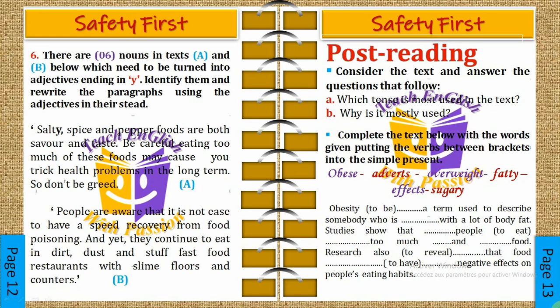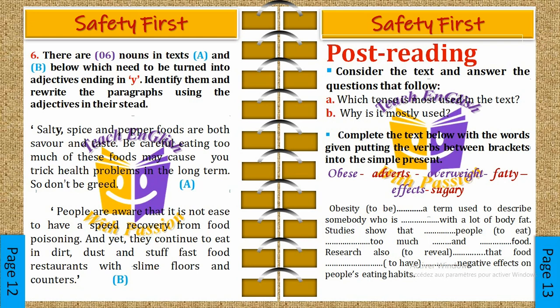The sixth activity shown here aims to give learners more practice opportunities in relation to the aforementioned point, which is forming adjectives adding the suffix y to some nouns. Learners are given 2 paragraphs and they are asked to identify and transform 6 words in each one of them into adjectives ending in y to get more coherent texts.